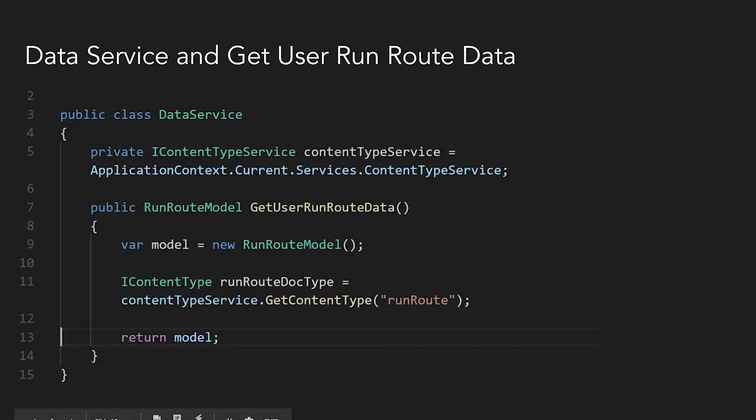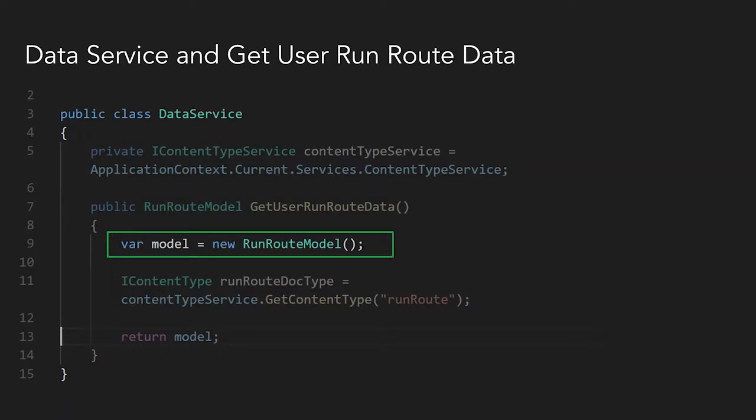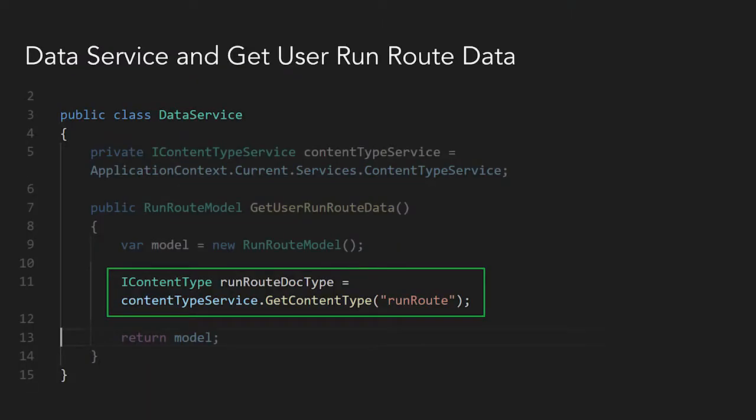First things first, we want to make a data service, and then make a reference to the content type service. I'm not going to keep saying we make a reference to that. Just know that if you ever see a service, it's been referenced. To do that, create a new version of the model, which will give us the default data. Then we actually want to get the run route. We're going to use the content type service to get the document type, and it will give us an iContent. That will contain all the pre-values, all the bits of data that exist.